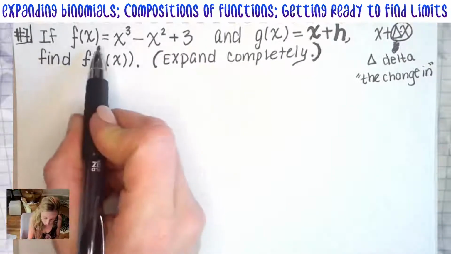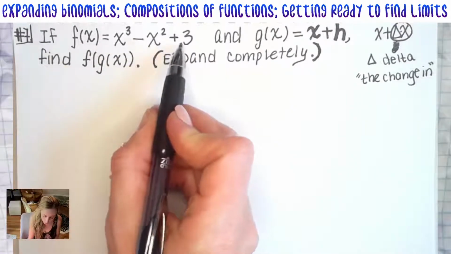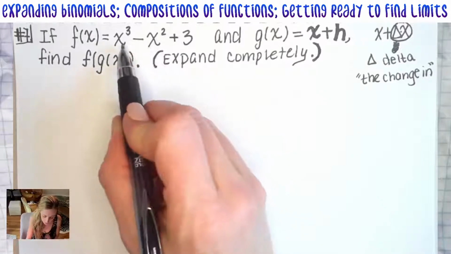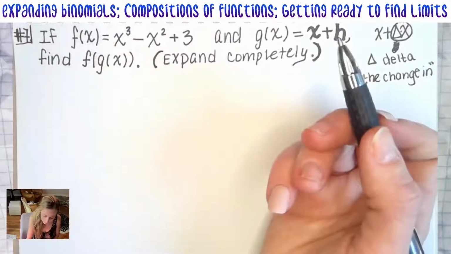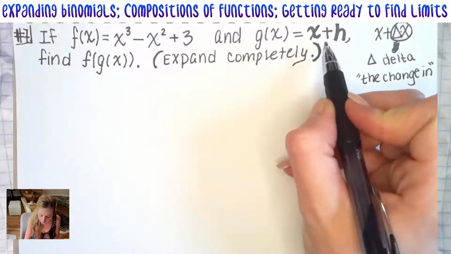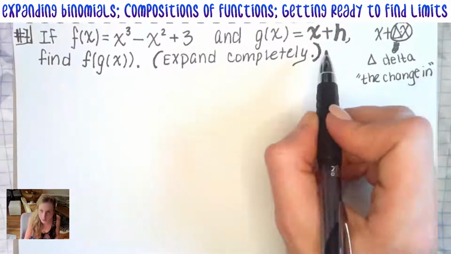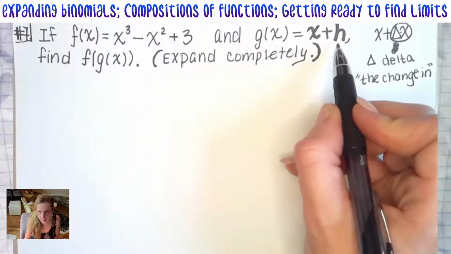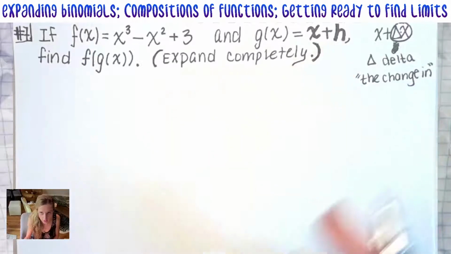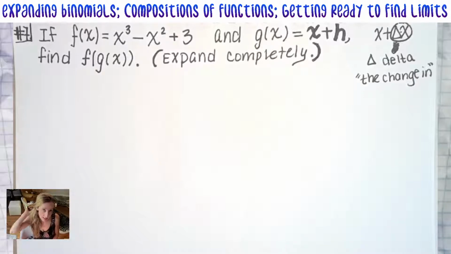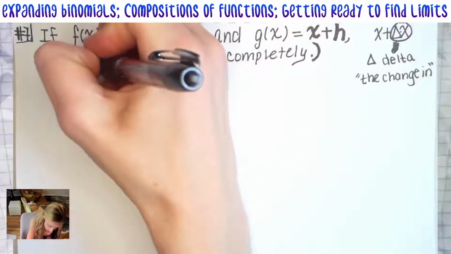So if f of x equals, this is a cubic polynomial, or a cubic trinomial to be more specific, x cubed minus x squared plus 3, and g of x is x plus h, which, you know, appears to be kind of linear, but we're filling in h, a constant, instead of a classic number in that spot. Find the f of g of x.